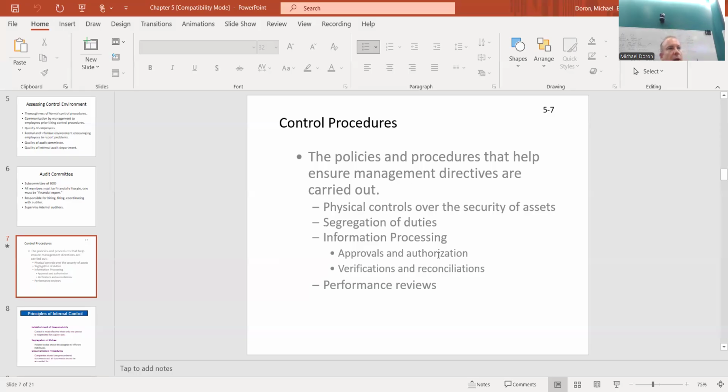And then finally, performance reviews. That's where you sit down with your employees and say, we like the way you're doing your job here. You could do a little better here. Do you understand what we want you to do here? Just check in with people, make sure they know how to do their job. That's also an important part of internal controls. Make sure everybody knows how to do their job.